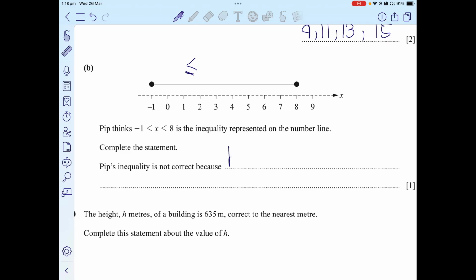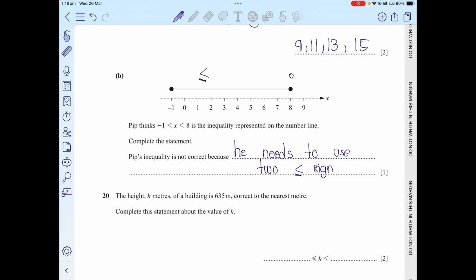It's not correct because he needs to use two of these signs, because the inequalities are using circles which are filled. They are not white circles, they are dark circles, so obviously you would need to use an equality sign. For example, if one of the circles was like this, then he would be correct. But because both of them are dark, you'll have to use two of these signs. Now we'll move on to question number 20.